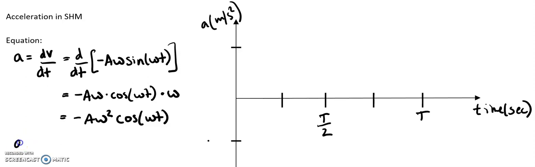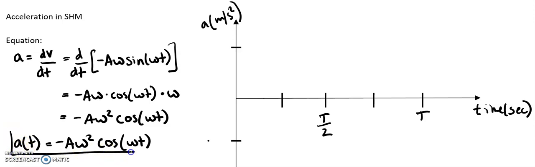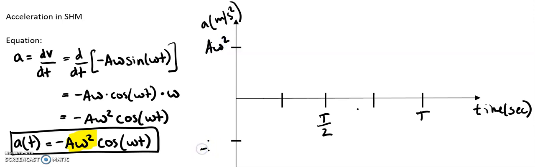Let's just rewrite that. So a of t is going to be negative A omega squared cosine of omega t. Cool, so that is our acceleration function. Again, our amplitude is going to be A omega squared, which is just whatever is in front of the function. Our min value of acceleration is going to be negative A omega squared. So let's go ahead and graph this.